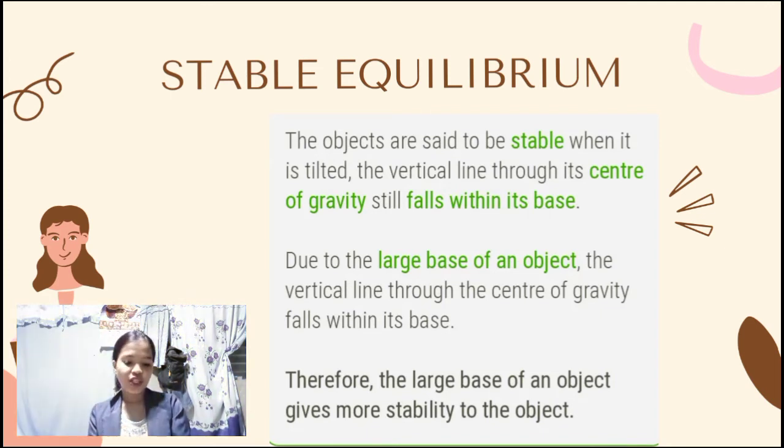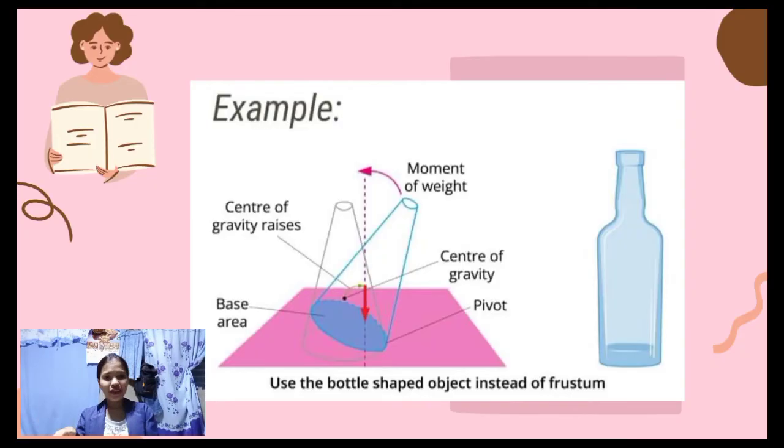Objects are said to be stable when, if it is tilted, the vertical line through its center of gravity still falls within its base. Due to the large base of an object, the vertical line through the center of gravity falls within its base. So therefore, the large base of an object gives more stability to the object. Here is the example of the stable equilibrium.